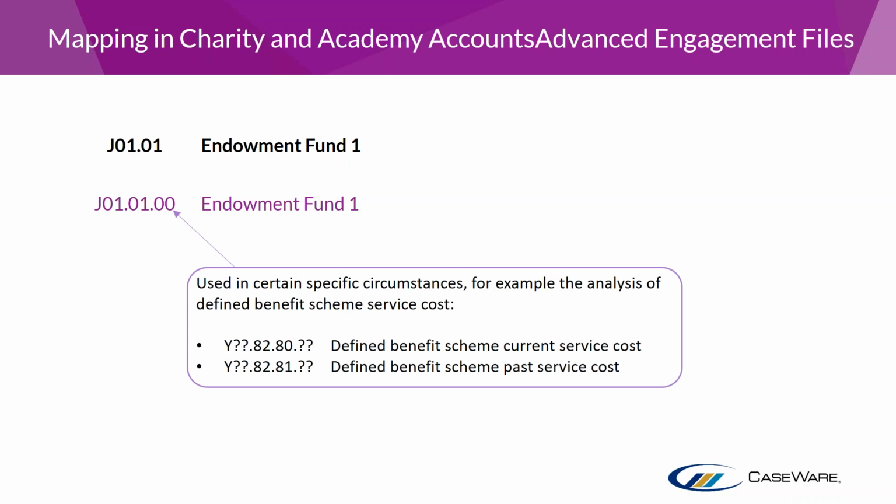In certain circumstances, if your charity or your academy, and I guess this is actually also quite relevant to academies where you have lots of people in defined benefit schemes, you will find in academy files in particular, if you do have defined benefit pension schemes, you might be using those map numbers, that third element of the mapping structure. But as I said, generally speaking, it's going to be 0, 0 in most situations.